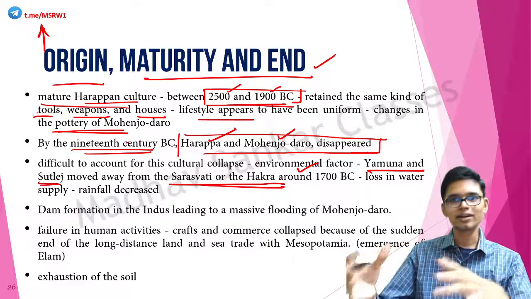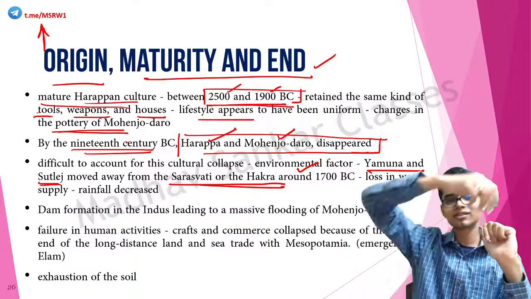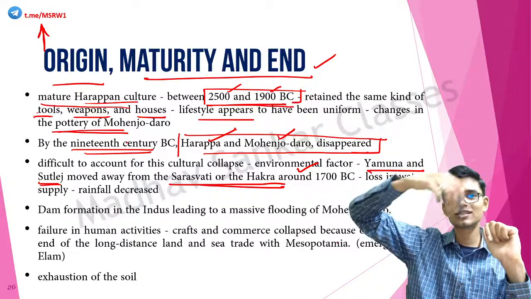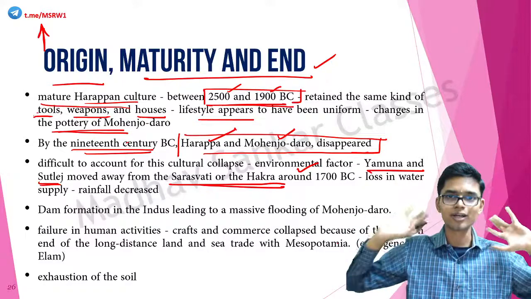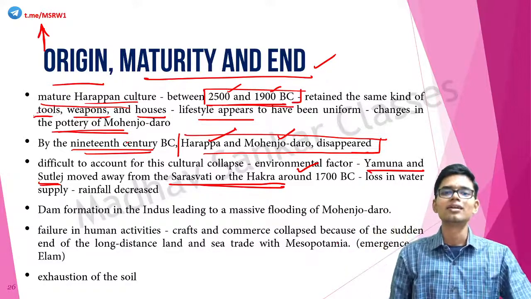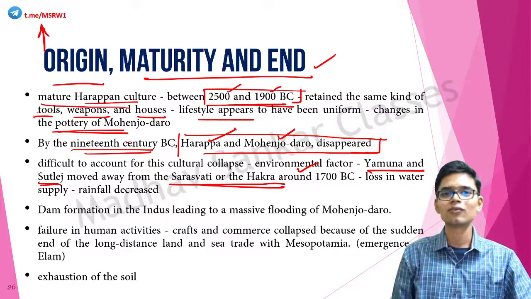and when the river dried up, the city also lost its prominence. But a civilization that was larger than Egyptian civilization or Mesopotamian civilization, which probably covered the entire North Indian subcontinent, how can the whole thing disappear because of a lack of one river? That is a very curious question.